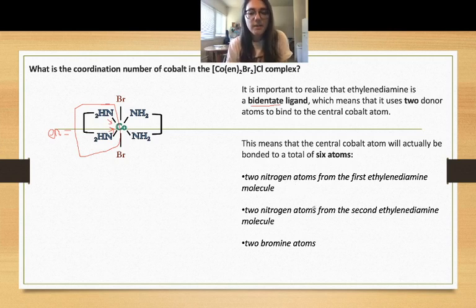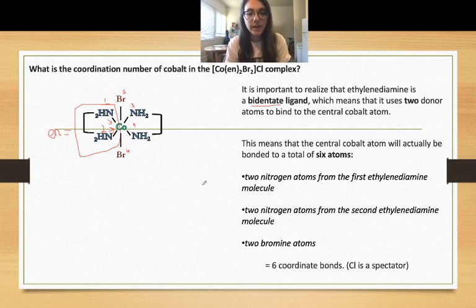So if I count them all up, I have 2 nitrogens from one, and then I have 2 more from another, and finally I have my 2 bromines. So if I get all together, that's 6 in total. Perfect. If I have 6, this means this has a coordination of 6.